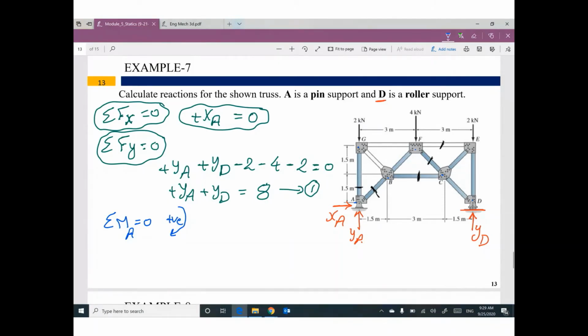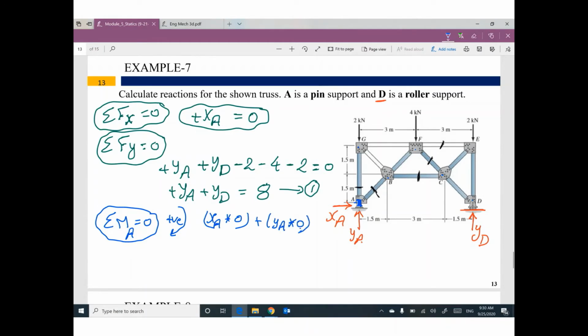It's up to you. Clockwise is positive or counterclockwise is positive. If you take moment at A, I'm sitting at A. All distance must be measured to A. Do you have distance between XA and point A? No. Do you have distance between YA and point A? No.